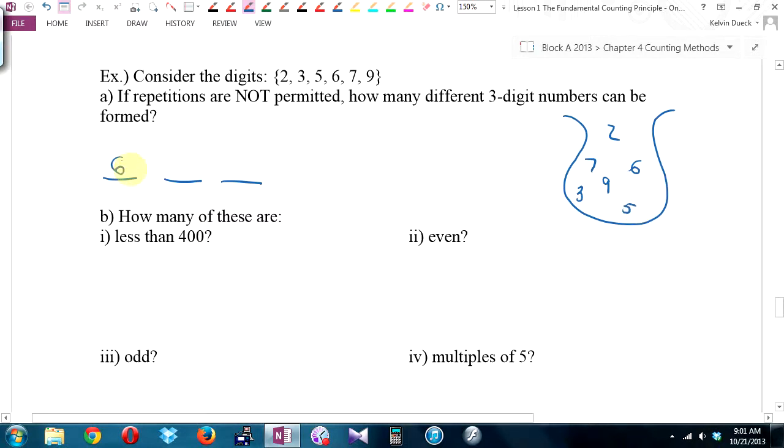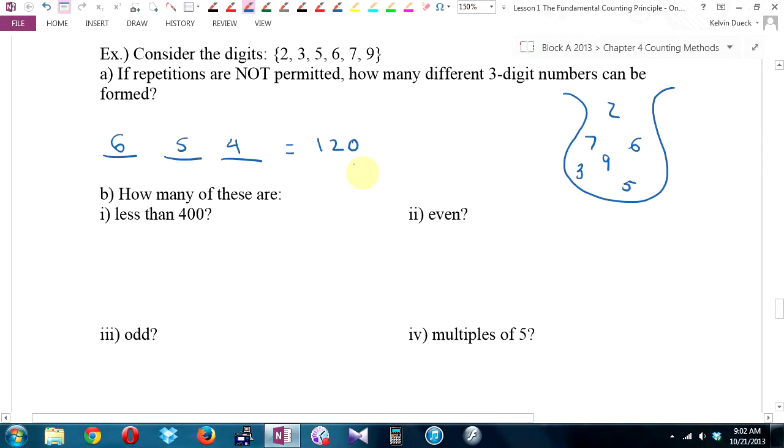Repetitions are not permitted, so whatever I pick, I don't put back in. How many choices now? Five. Then? Four. 120 again, I think. Yeah? Okay. Now let's get a little tougher.